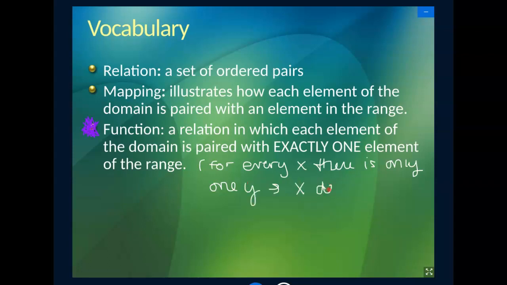x does not repeat. For every x, there is only one y, or in basic understanding, x does not repeat. So in your relation, the x value does not repeat. Okay?